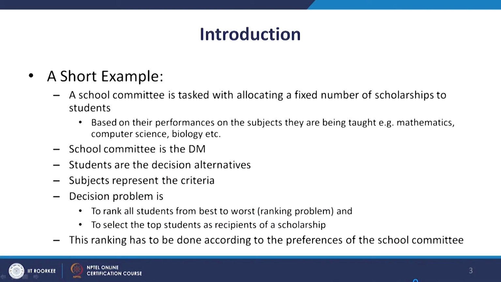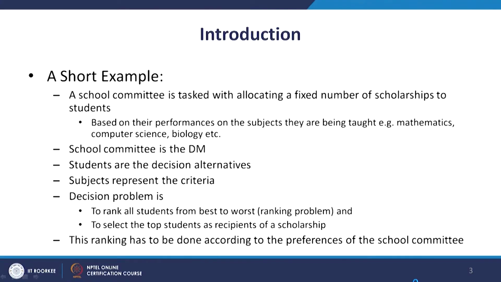Now, in this problem, the school committee is playing the role of a decision maker, which we have denoted as DM in the slide. The students are the decision alternatives, because the school committee has to allocate a scholarship and identify meritorious students based on their performance. So, each student who is eligible for the scholarship is one alternative, one option for this particular scholarship allocation.